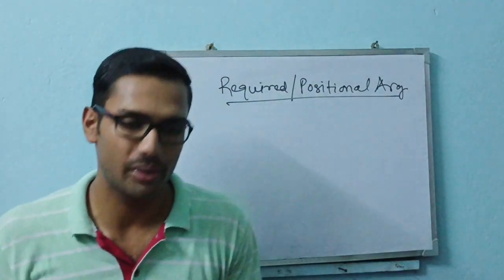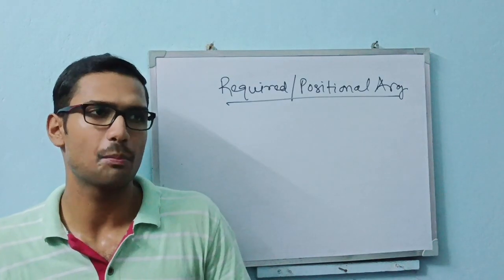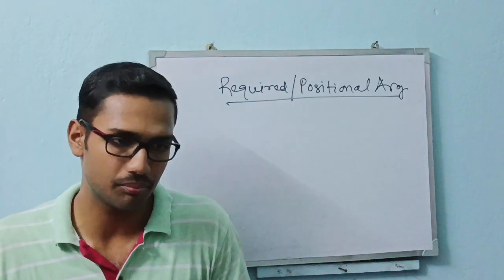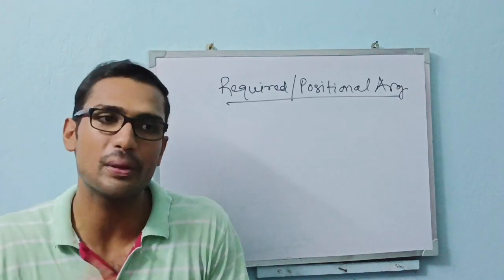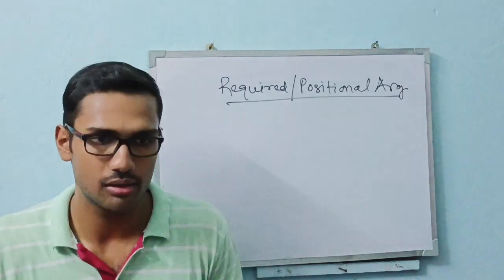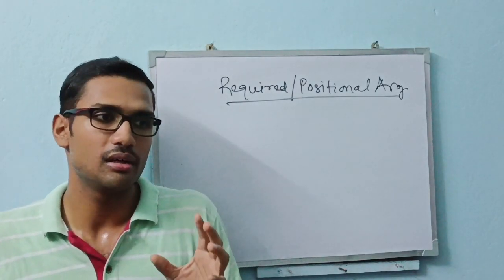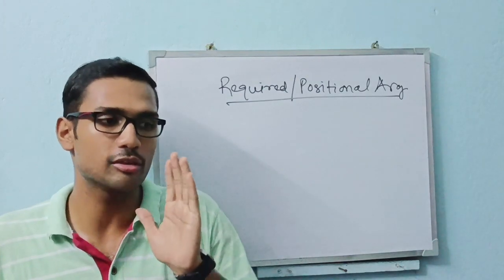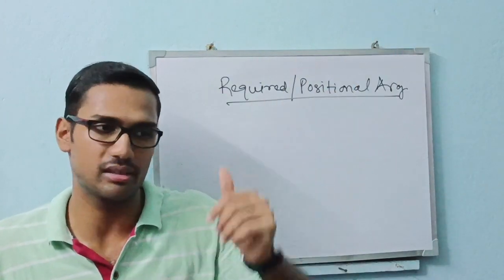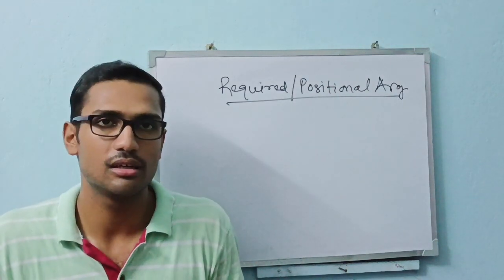Required or positional argument. So what is required or positional argument? By the term required, what is coming into your mind? It's something like you need to pass. You cannot ignore or skip. So that's what required is. And positional is something with respect to the position. Suppose you are giving some values. So the first value will go to the first parameter, the second value will go to the second parameter. So position wise, that's what positional is.